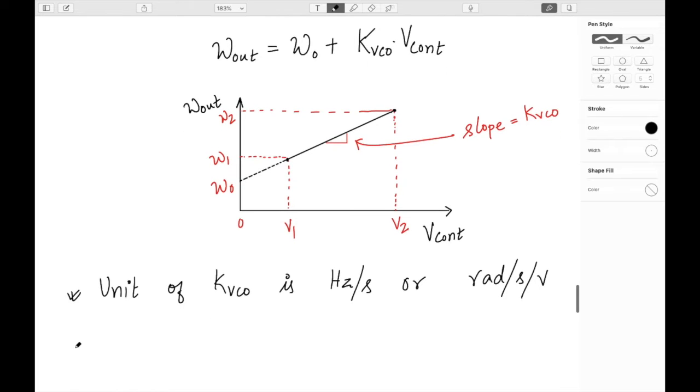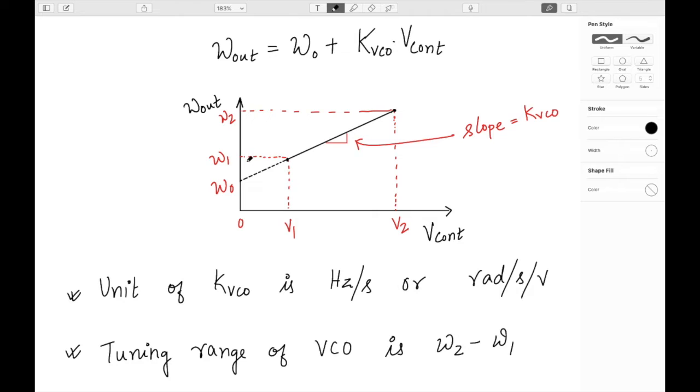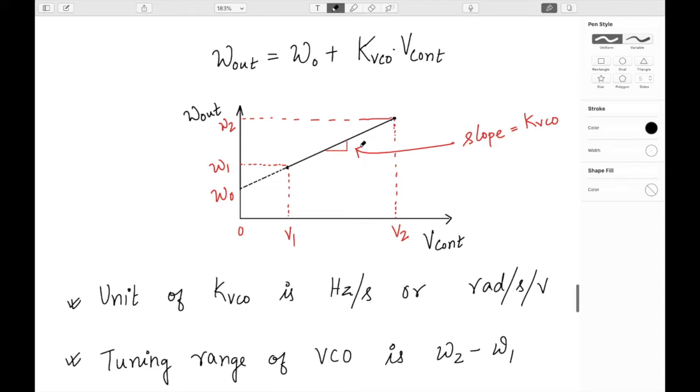Okay, and of course because it cannot generate infinite frequencies, it is limited in terms of the input voltage as well as the output frequency. So this range is called the tuning range of the VCO. So tuning range of the VCO is omega 2 minus omega 1. So this is the range, right? This is the band of the frequencies that it can generate. Okay, so this is the VCO, and this is what we will be inserting in a PLL.